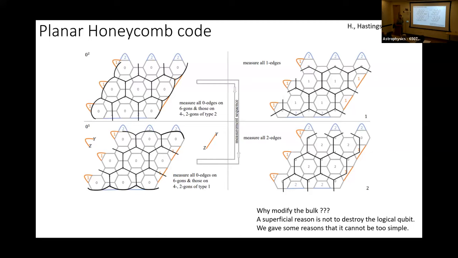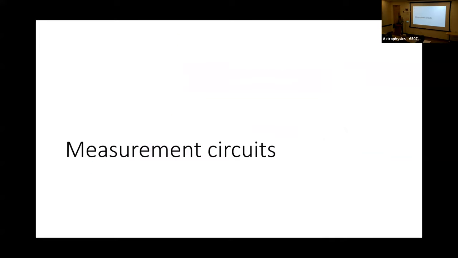We gave some reason that if you are forced to measure only 2 qubits at a time, then there is some reason that the period must have been doubled. But in general, you could do something else. So we wanted to develop some period. That's the whole concept. Let's talk about the measurement circuits, one step back.